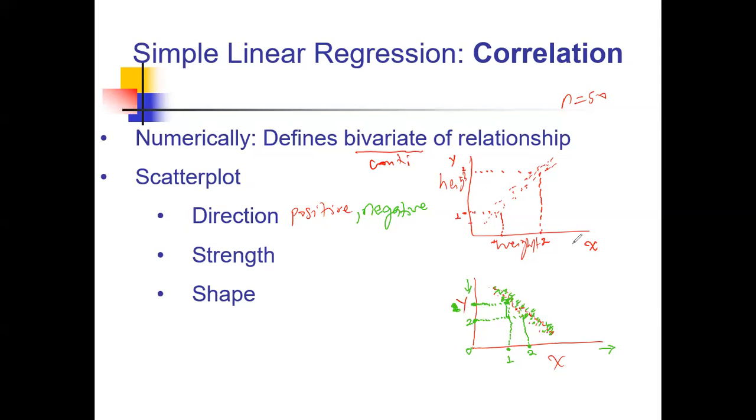So that is one way we can define correlation, okay? A second way is to talk about the strength. The strength will be dealing with how tightly together are these lines, these dots.